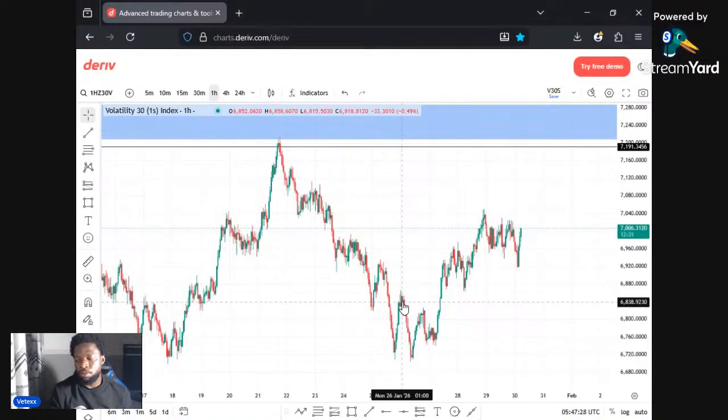So once price does that, we have something to hold on to. But if it doesn't, we are going to be sitting on our hands and then we watch until something comes up. So that is basically what we are going to be doing. Until that happens, we'll be on the lookout, sitting on our hands and watching out for V30s.